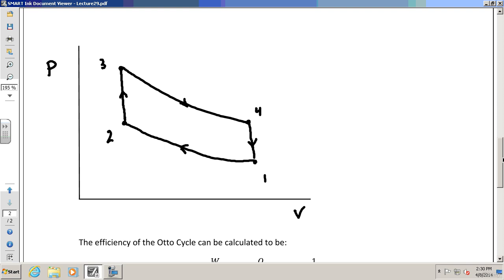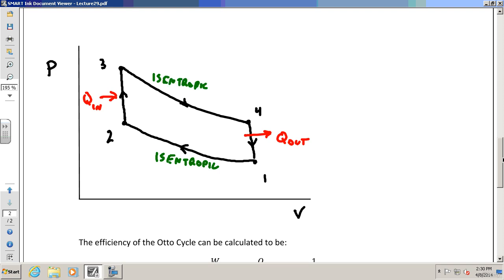So this is Q in. This is Q out. And these processes from 1 to 2 and 3 to 4 are isentropic.